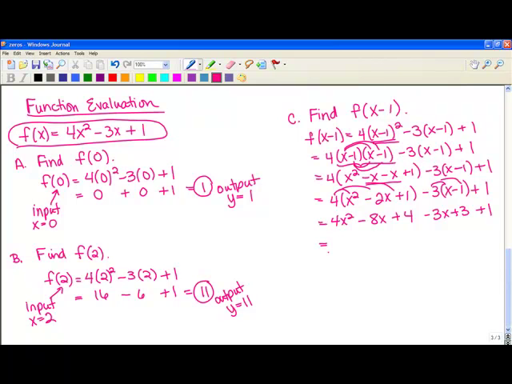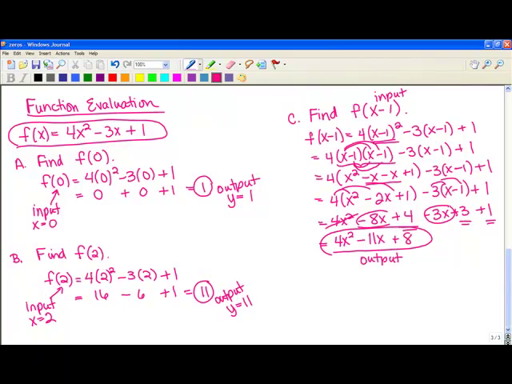Now, lastly, we need to combine like terms. So if we look here, we only have one term that has an x squared, so I'll write that first. Then I need to combine these two terms together, the x's. That'll be negative 11x. And then lastly, we'll combine these numbers together, and that is positive 8. So this is the output for this particular problem, and our input again was x minus 1.